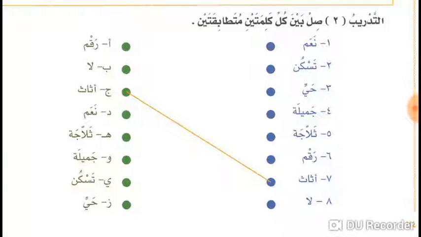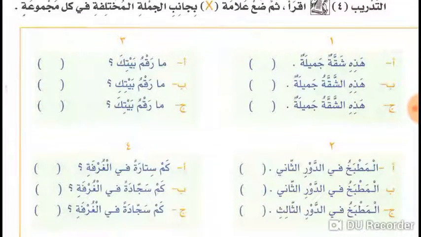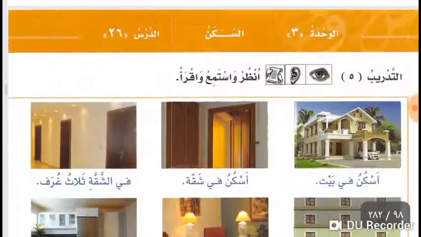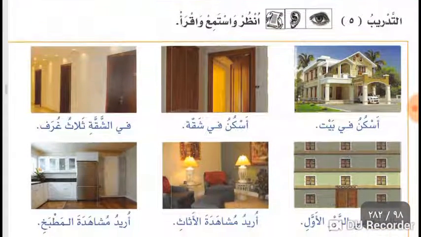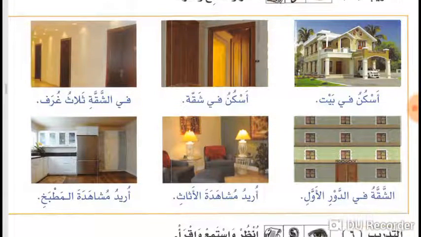Then we have تدريب الثاني second exercise, this is useless question. Then تدريب الثالث will just cross the different word. تدريب الرابع will just cross in front of the different sentence. تدريب الخامس on the next page. انظر واستمع واقرأ see and listen and read. Read the sentences.